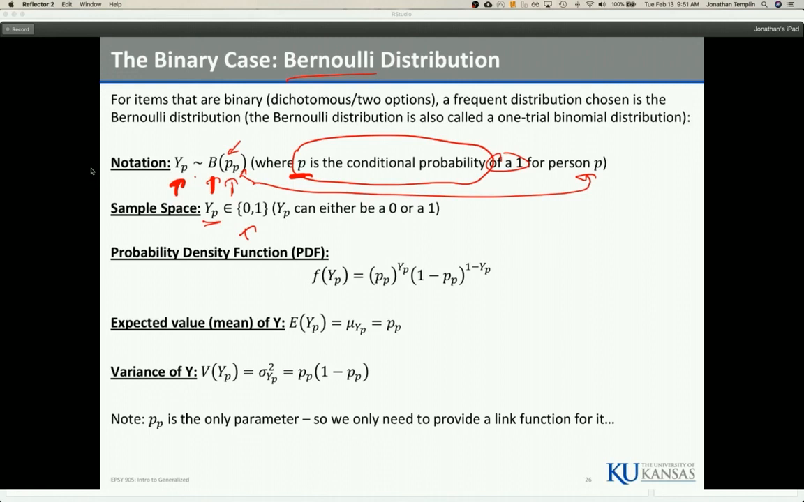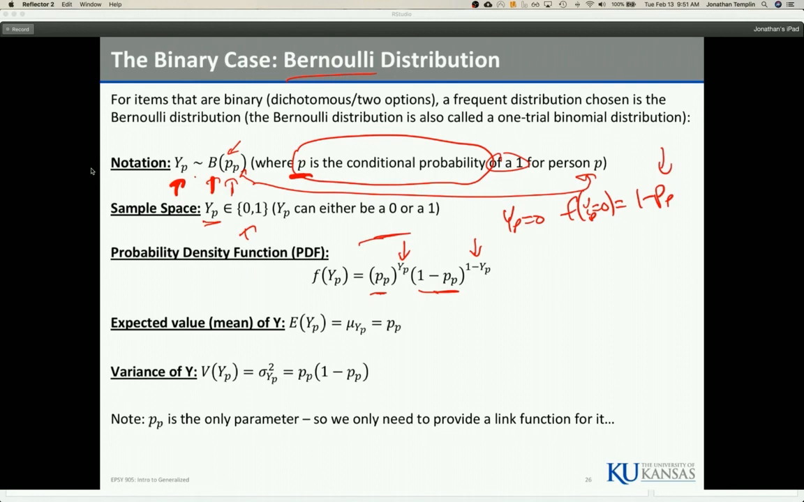Now, what is the density function? What is the distribution function for this? It is the mean probability raised to the outcome times 1 minus the mean probability raised to 1 minus the outcome. So, for instance, if y equals 0, what happens? Well, this side of the model shuts off, right? Anything raised to the 0 power becomes 1. So f of y equals 0 is equal to 1 minus p. So the probability that a 0 happens is 1 minus the probability a 1 happens.